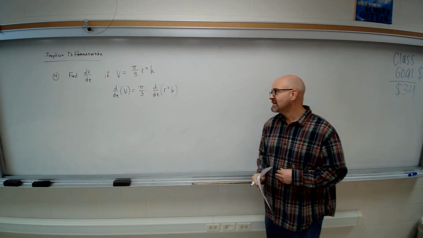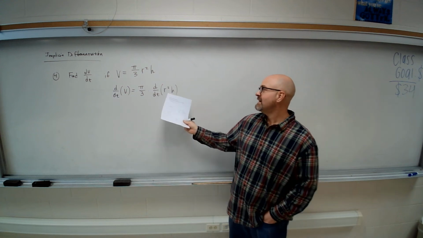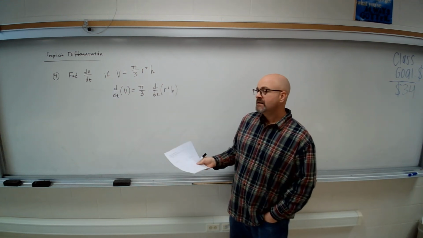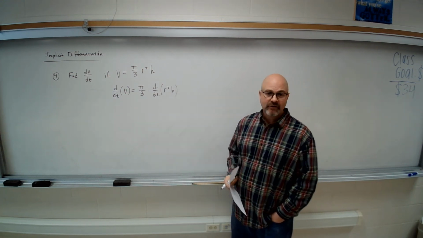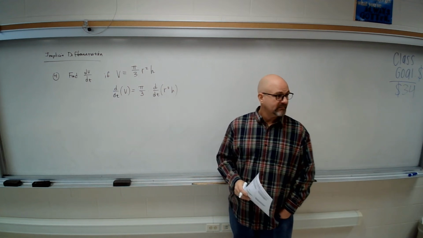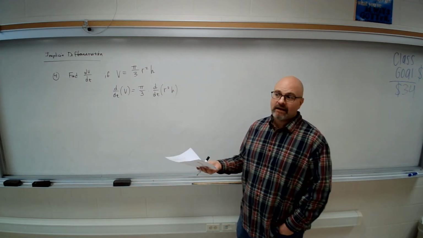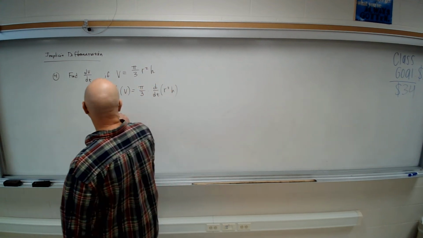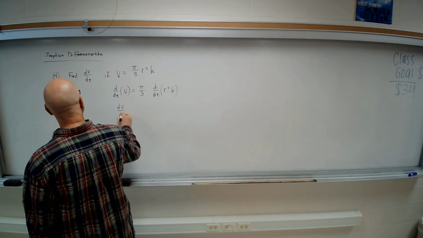So now we have this derivative with respect to t of r squared h. So this is a case where we have another product rule. Okay. Now, let's see how that looks. So the left-hand side is dV over dt.